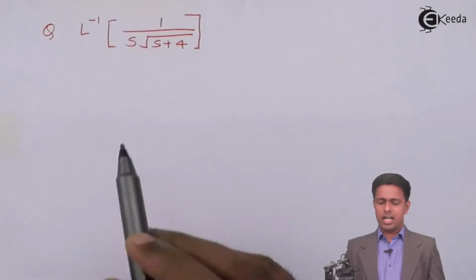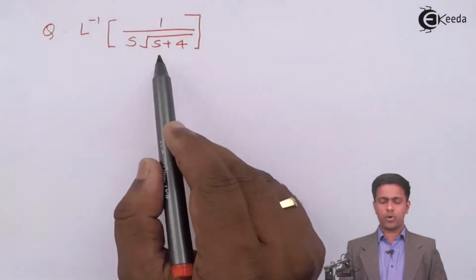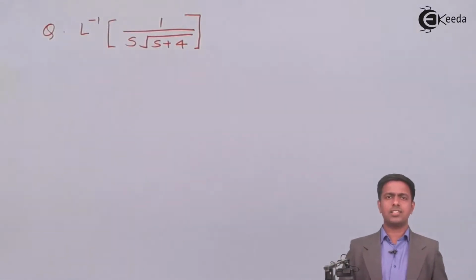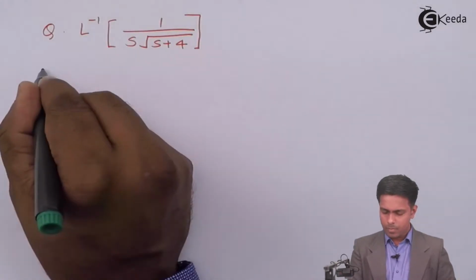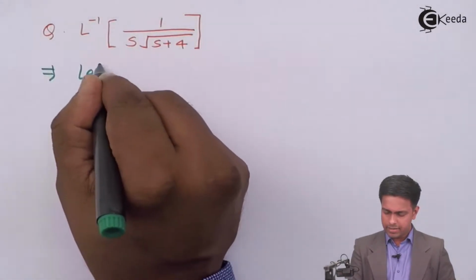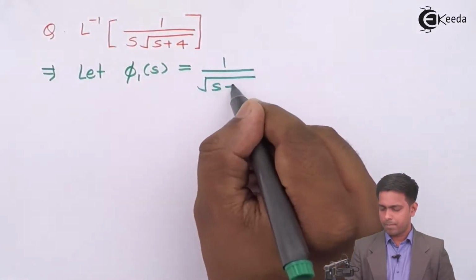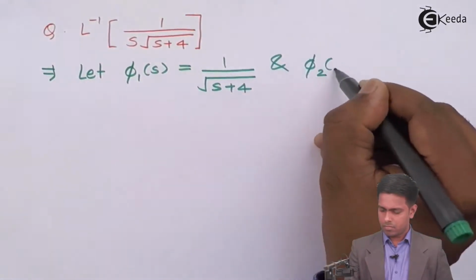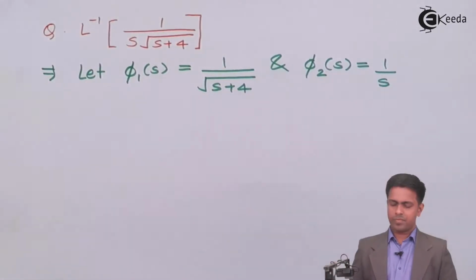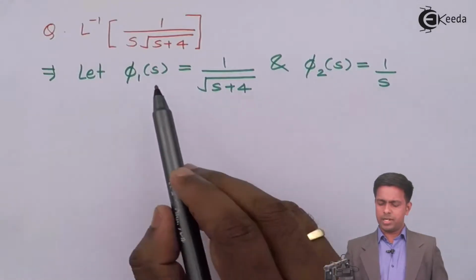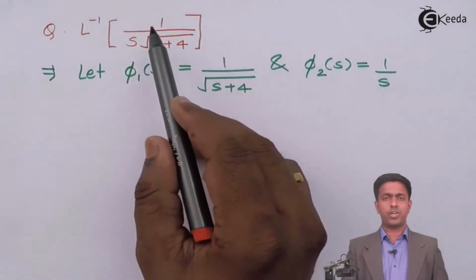Now guys, here I have two functions, that is 1 upon s and 1 upon root of s plus 4. So I can consider any one of them as phi 1 of s and the other as phi 2 of s. So here I'll say let phi 1 of s and phi 2 of s be these. So here I have considered two functions. Make sure that the multiplication of these two functions must be your question.